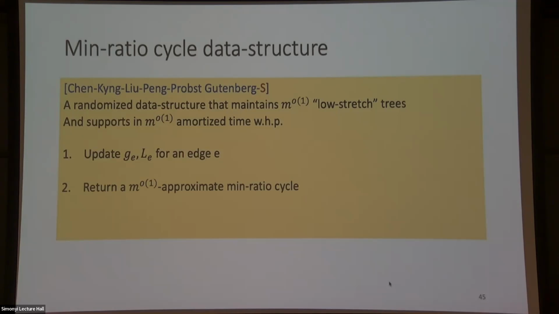It allows us to return an approximate mean ratio cycle in our setting. We need the assumption of a stable hidden direction, so this theorem is slightly informal. In our setting, it allows you to find an approximate mean ratio cycle at each iteration. And the third thing you have to support is, once you identify a cycle, route some flow along it, and then give back the updated lengths and gradients.